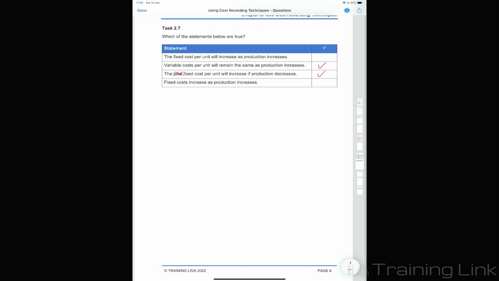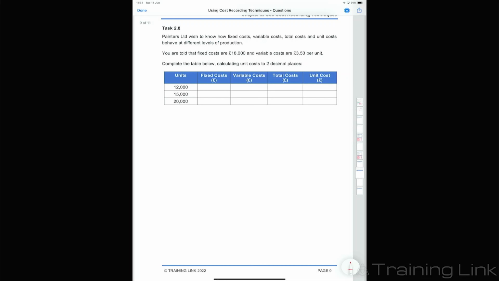And fixed costs increase as production increases. Okay, that will be relating to the fixed cost itself, so the total fixed cost, and that remains the same no matter what. Okay, no matter how many units are produced, fixed costs are always the same total. Therefore, that statement is not true.